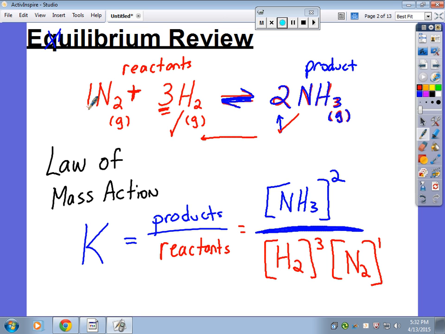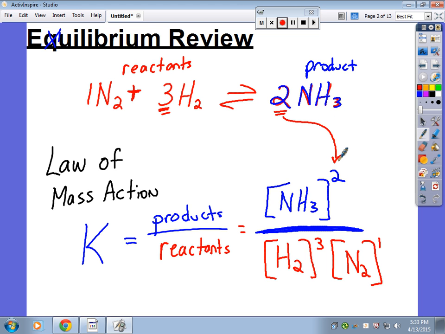All right? So what have we done? We have written our products over our reactants. All right? And we'll come back to what the states of matter are in a second. But do you see how that worked? Let's review that one more time. Here's my NH3 in blue, and I put it on top, NH3, and I went ahead and took this coefficient up front and put it up here as an exponent.